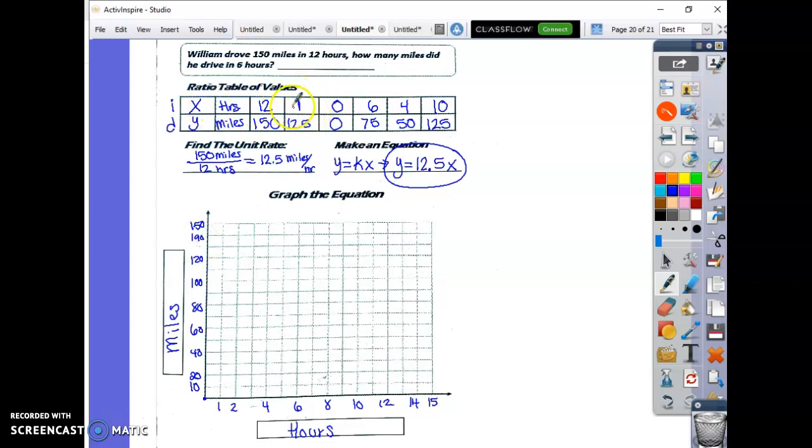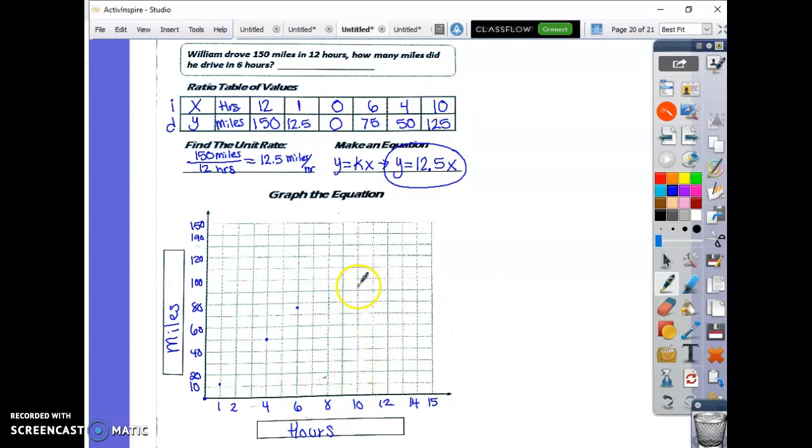So now the second lowest is 1. So whenever my x is 1, my y is 12.5. So I'm going to go over 1 unit on the x-axis and then 12.5 on the y-axis. So there's my second point, right over there. And then x is 4, y is 50, 4 and 50 right over there. 6 and 75, 6, 60, 70, halfway is 75. And then 10 and 125.